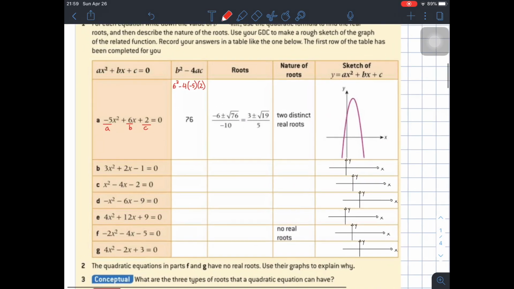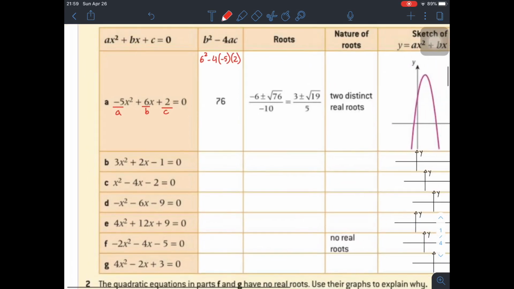So let's see example B. 3x squared plus 2x minus 1 equals 0. If we find b squared minus 4ac, remember b is 2, a is 3, and c is negative 1, okay? So if we do that quickly with our calculators, you may do this with your own calculator if you want. This would be 2 squared minus 4 times a, which is 3, times c, which is negative 1. This gives us 16. Okay?